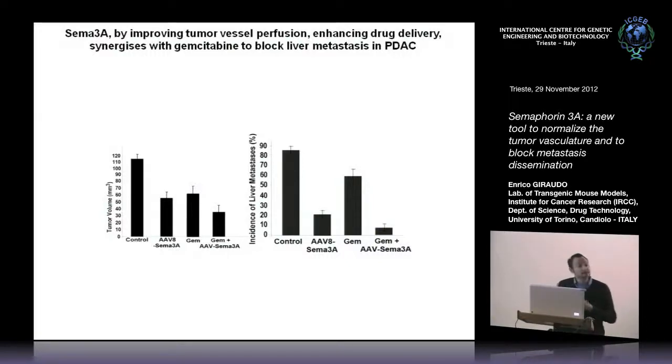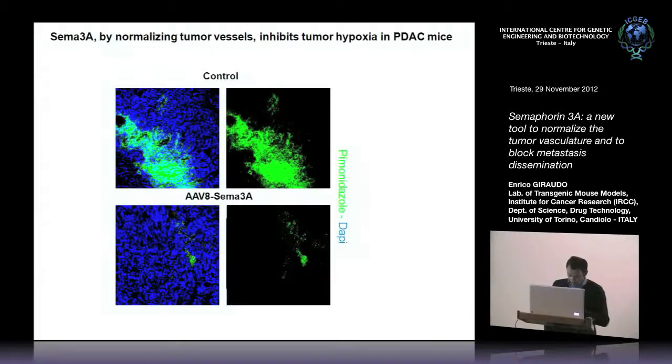These data suggest that vessel normalization in PDAC tumors is very important, because one of the big problems right now in the clinic is that these tumors are very difficult to treat, as all the drugs used so far have great difficulty reaching the tumor. We somehow show a way to improve the delivery, the uptake of these drugs in the tumors. And again, when we checked the hypoxia, CIMA-3A was strongly able to reduce tumor hypoxia as compared to control in these mice.